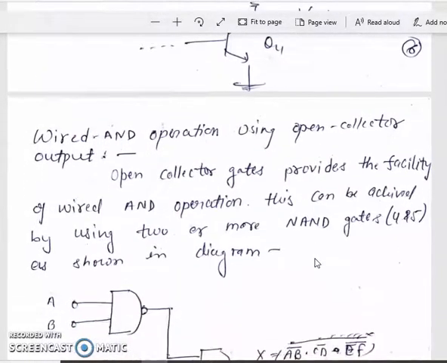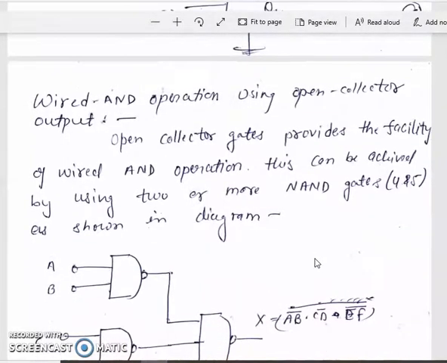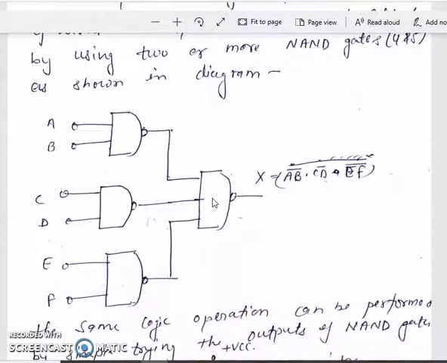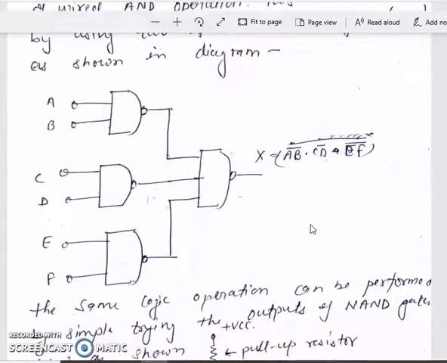First one is wired AND operation. What is this? Open collector gates provide the facility of wired AND operation. This can be achieved by using two or more NAND gates. Example, shown in the diagram. This is NAND gate 1, 2, 3 and this is 4. The outputs of these three NAND gates are input to the final NAND gate, and we get the output (AB bar · CD bar · EF bar) whole bar. That is the output of this circuit.